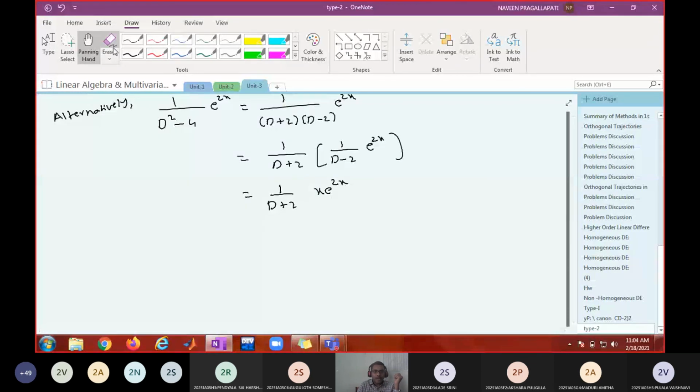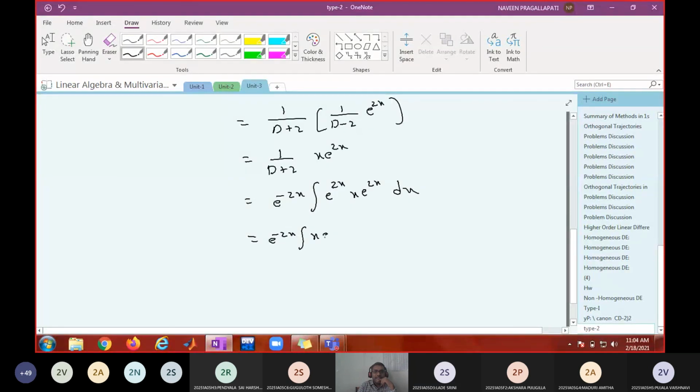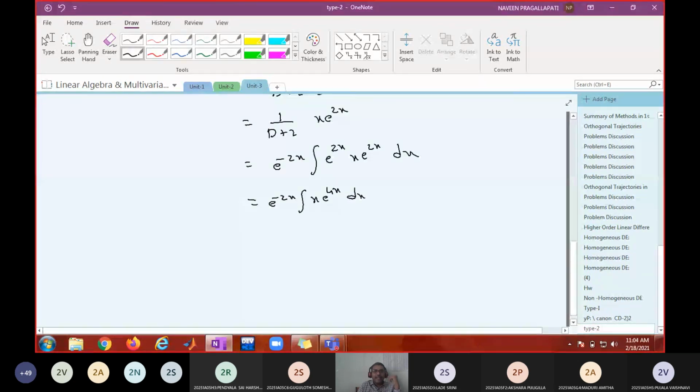So how do you do this problem? You consider this as Q(x), that is, 1/(D + a) Q(x). What is 1/(D + a) Q(x)? Look at your notes. 1/(D + a) Q(x) is e^(-2x) times the integral of e^(2x) x e^(2x). Do you agree or not? So this is e^(-2x) times the integral of x e^(4x), and you know the integral of x e^(ax) formula.